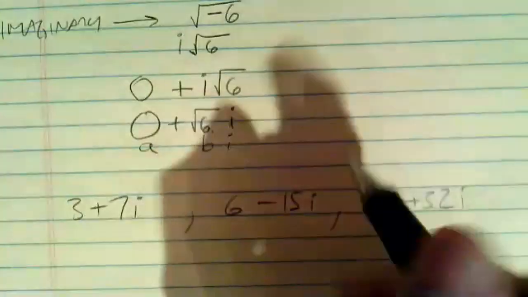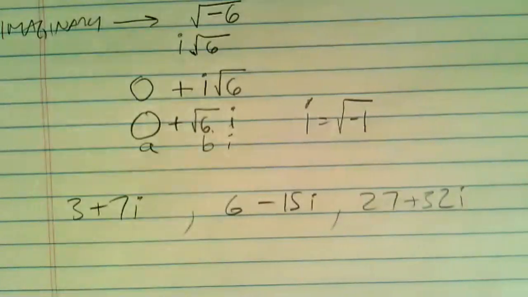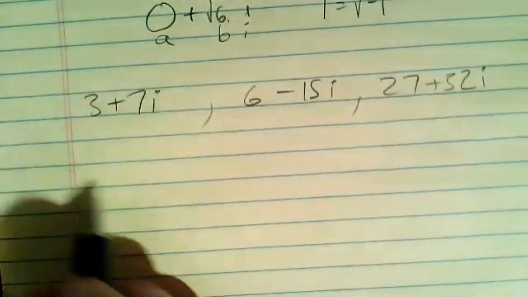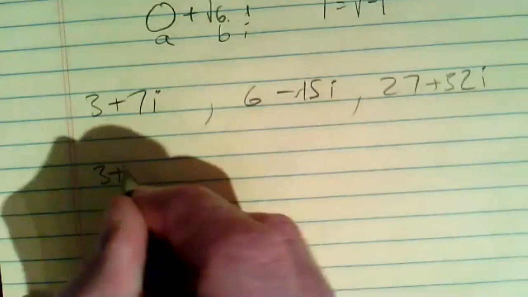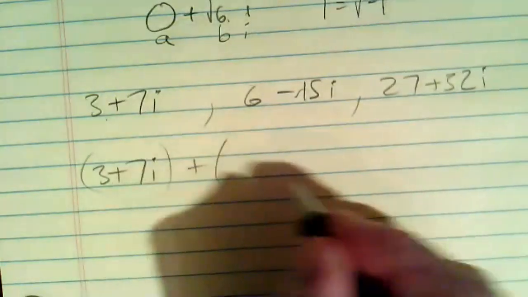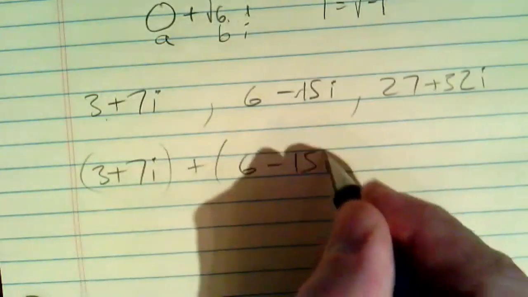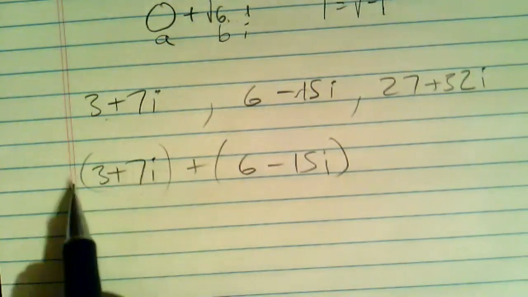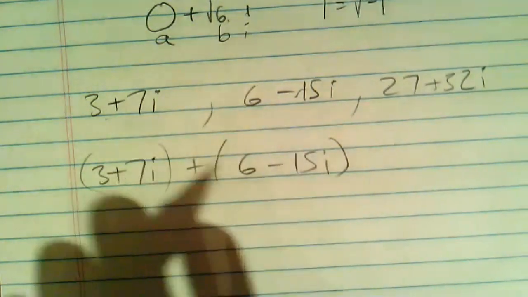Now, we remember that i is just equal to the square root of -1. But since I can't do anything with it, I essentially just treat it like a variable. And when I add and subtract these things, what I'm going to be doing is combining like terms. So if I take my first two, I go 3 + 7i, and I add to that 6 - 15i. Now, I'm just adding them. I'm not multiplying. So the parentheses are just there to show you that you have two different numbers.